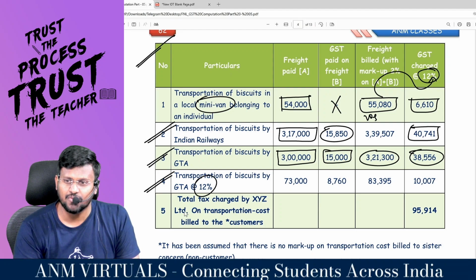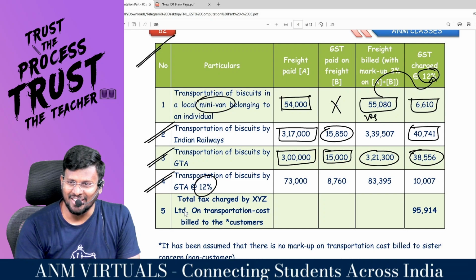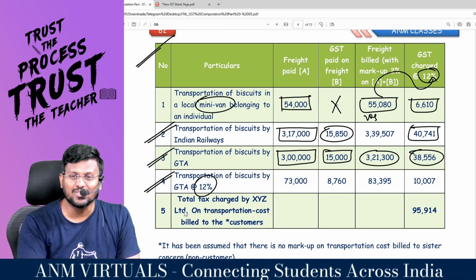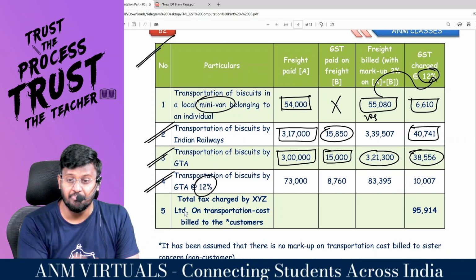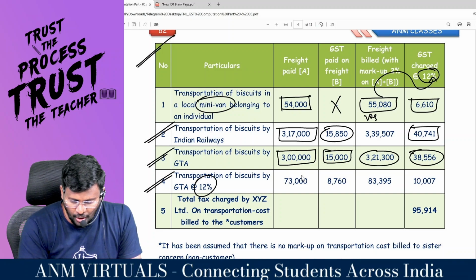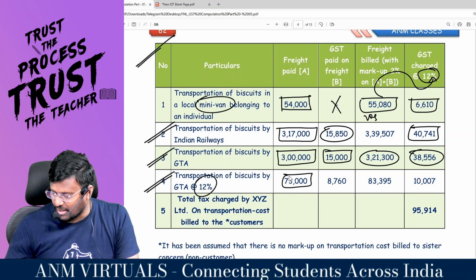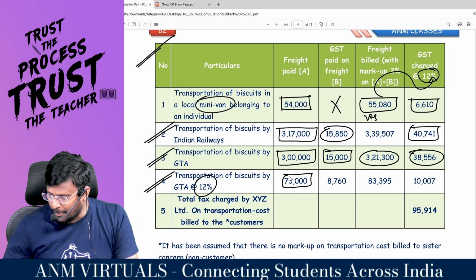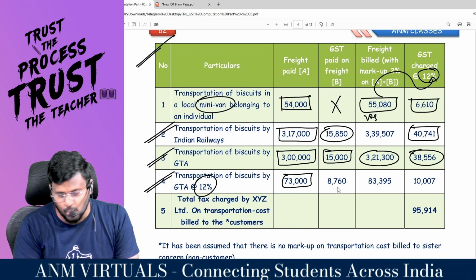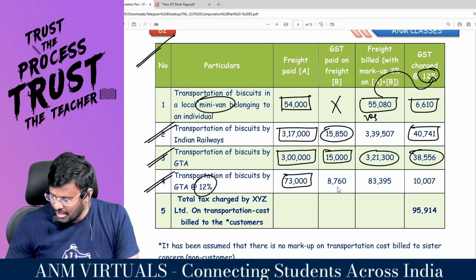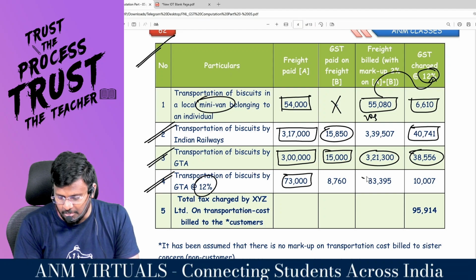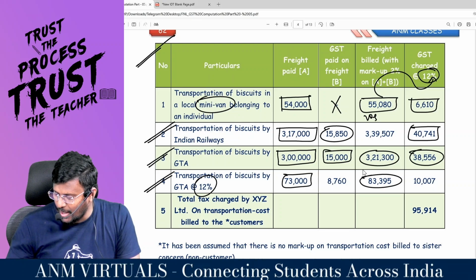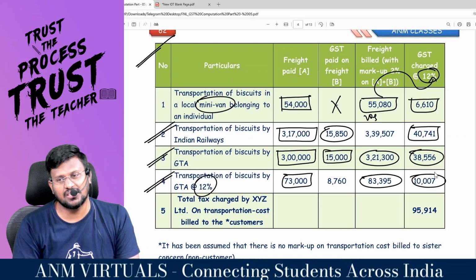Sir, transportation of biscuits by GTA at how much percent? 12%. This is a forward charge. Whether it is forward charge or reverse charge, we will include the tax component because that is the billing system. So 73,000, you put into 112%, you will get 81,760. That into 102% comes to 83,395. That into 12% comes to 10,007.